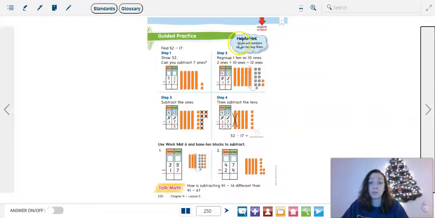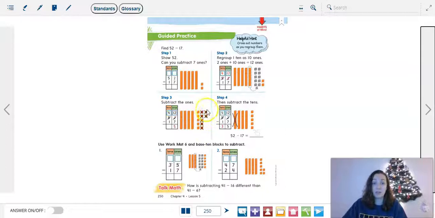out with the number. Okay, so remember, a helpful hint is to cross out the numbers as you regroup them to keep track. So you know that you're going to have to regroup, so you cross out the 5, take away 1, it's the 4, add 10 to this place, and it becomes 12. Okay, so then the next step, once we've broken it down and readjusted our problem, is to subtract the 1s. So we have 12 minus 7, which is 5.